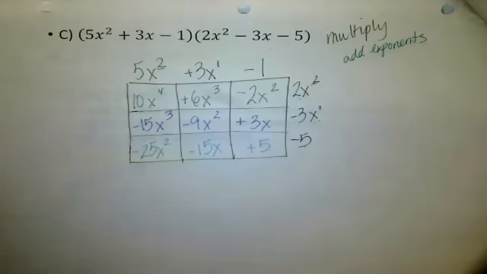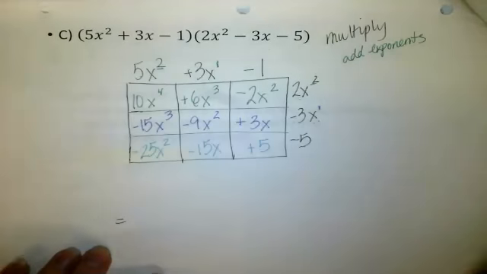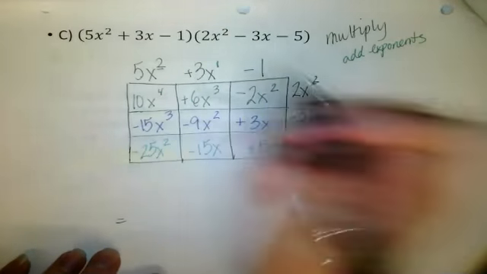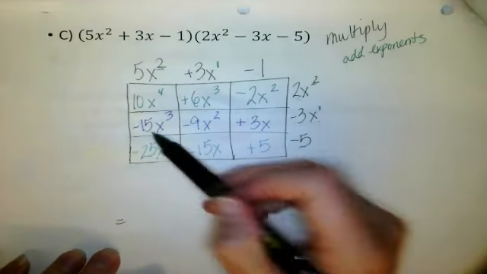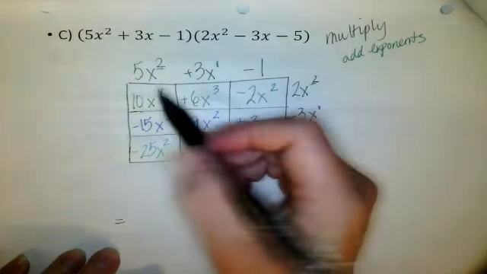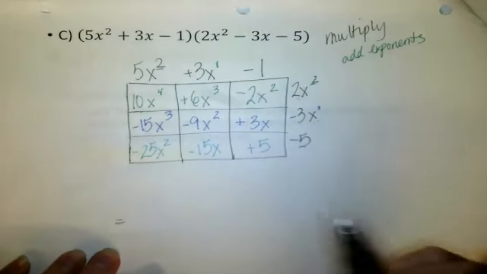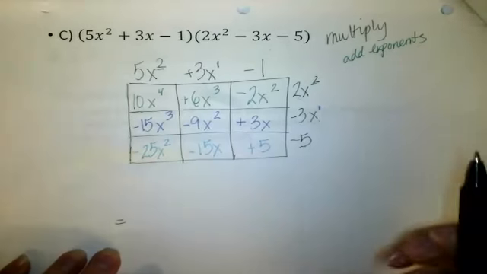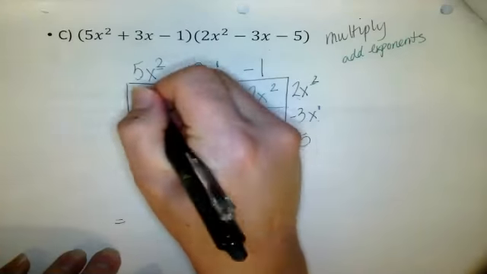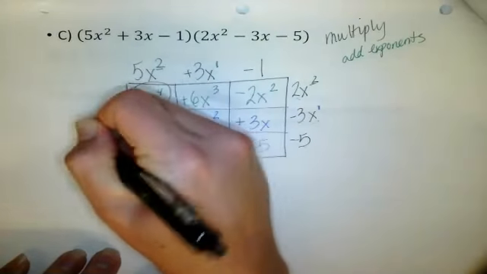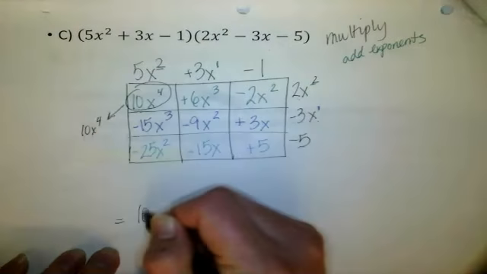The reason I like this so much, again, as I said, it keeps things nice and organized, and I love that. But really, your diagonals are going to have all the like terms. And if they don't, then you probably made a mistake. And it's a great way to double check yourself. And so we have a like term, 10x to the fourth.